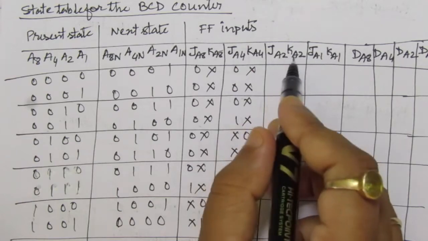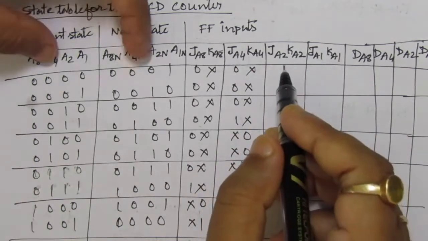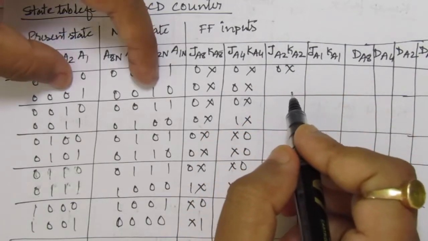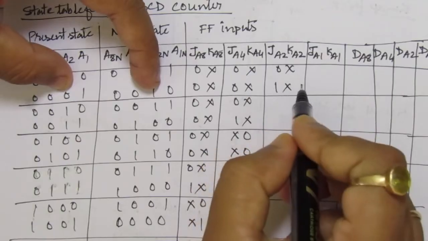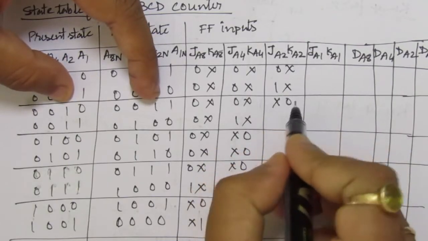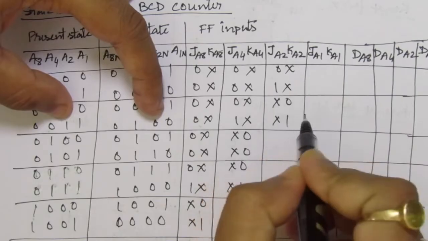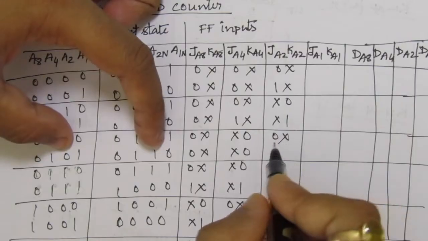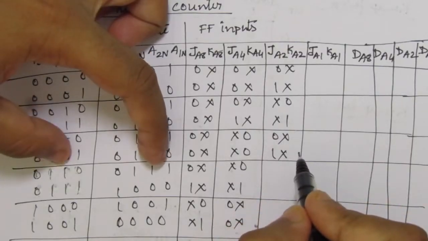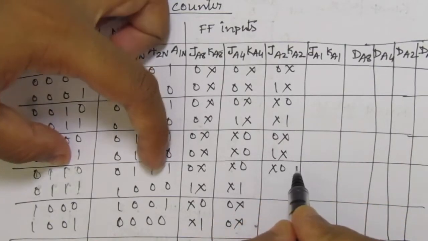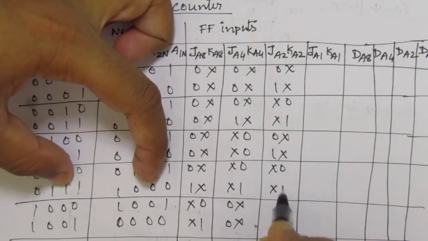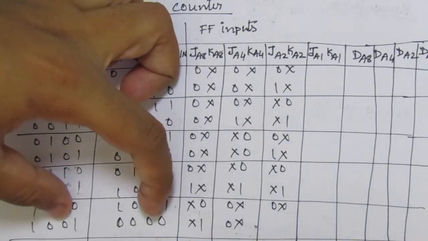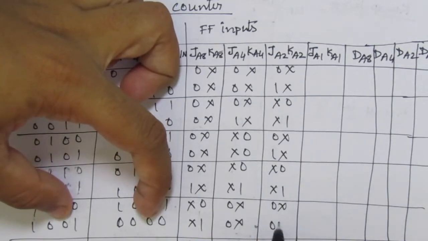Now we have to find out the J and K inputs for the second flip-flop. Similar process. 0 and 0 will have 0 don't care. 0 and 1, 1 don't care. 1 and 1, don't care 0. 1 and 0, don't care 1. 0 0, 0 don't care. Then 0 and 1, 1 don't care. Next 1 and 1, don't care 0, 1 and 0, don't care 1. Now again 0 0, so 0 don't care. Then 0 0, so 0 don't care.